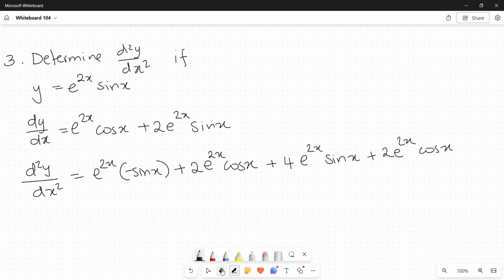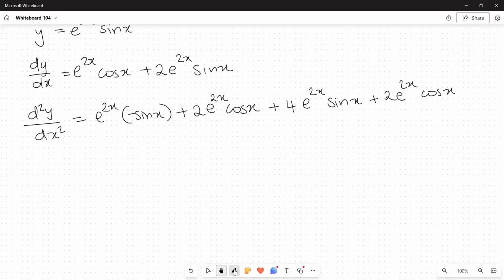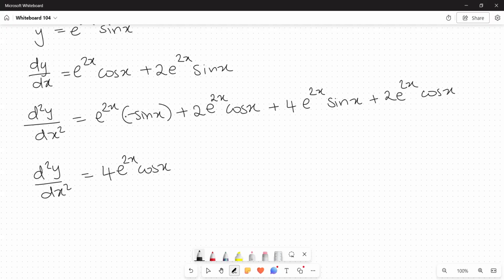Okay, then simplify as far as possible, collecting like terms. This means that dy dx, the second derivative, we have these two, they're like terms. We have 4e to the power of 2x cos x. Here we have this one and that one, they're like terms. We have plus 3e to the power of 2x sine x.